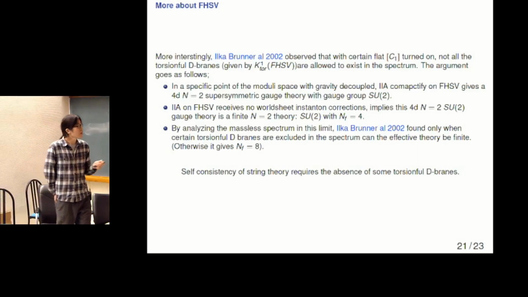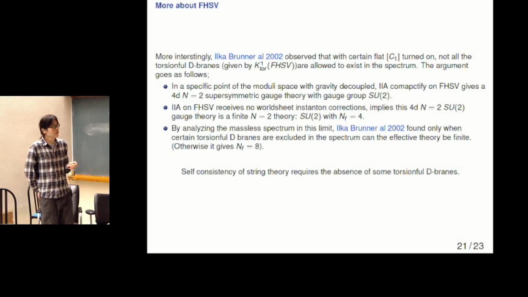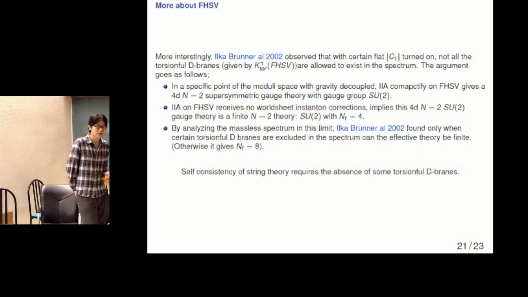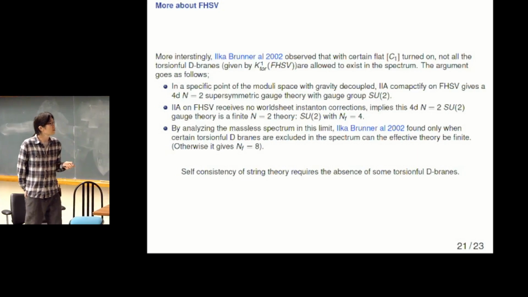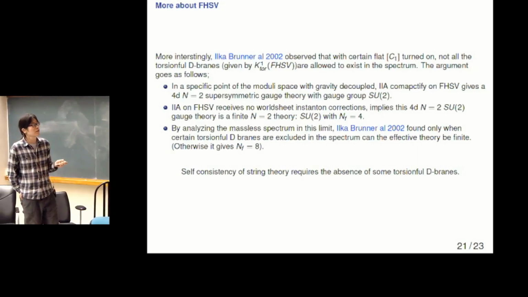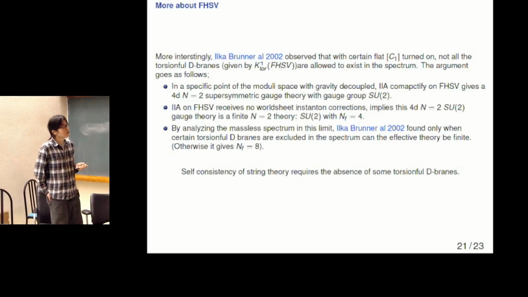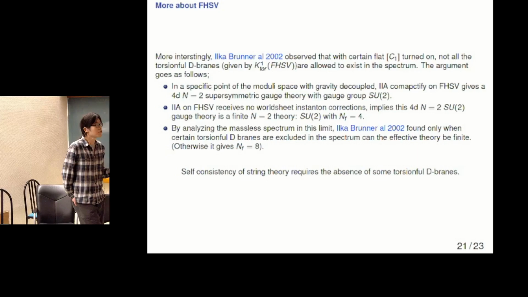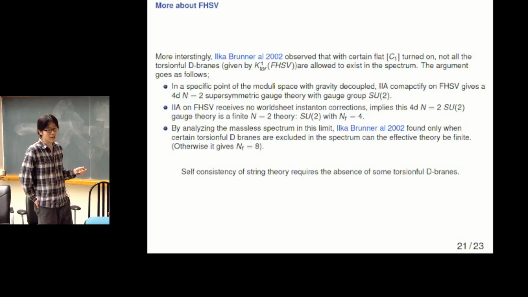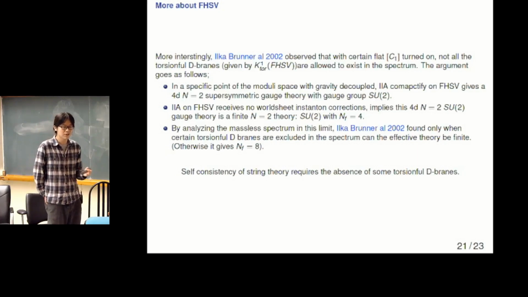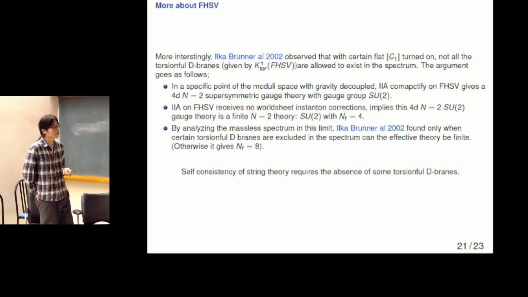Since 2A on FHSV receives no worldsheet instanton correction, the space-time implication is that this 4D N=2 gauge theory receives no instanton corrections. As a result, it has to be finite. The only choice is SU(2) with 4 flavors. By analyzing the massless spectrum in this limit, what they observed is that only when certain torsion D-branes are excluded from the spectrum can this theory be finite. Otherwise, it will give 8 fundamental flavors, which signals an inconsistency of string theory itself. So self-consistency of string theory requires the absence of some torsionful D-branes.